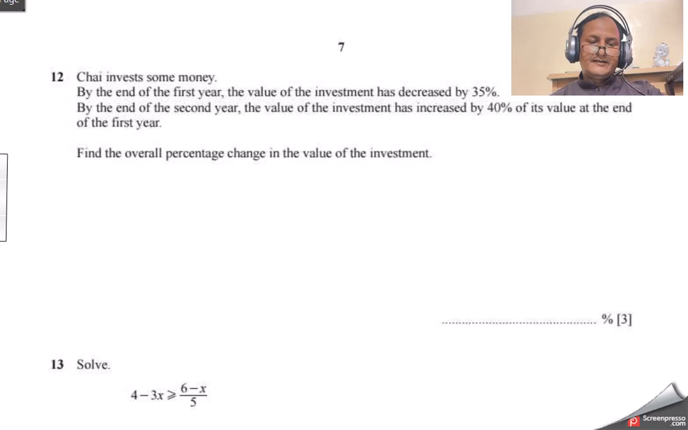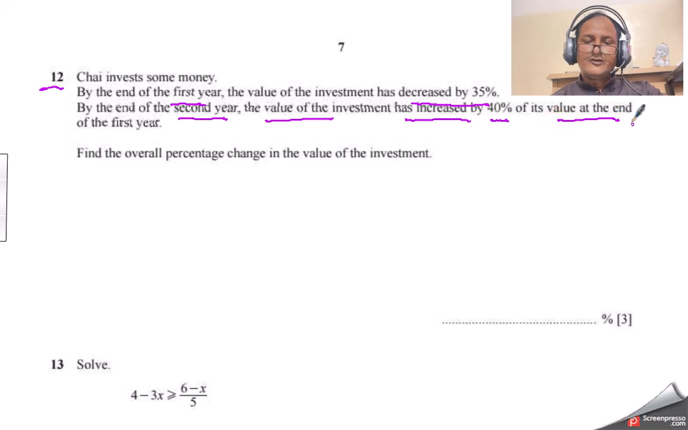Okay. Now we have another question over here. Question number 12. Shai invests some money. By the end of the first year, the value of the investment decreased by 35%. By the end of the second year, the value of the investment increased by 40% of the value at the end of the first year. Find the overall percentage change in the value of the investment.